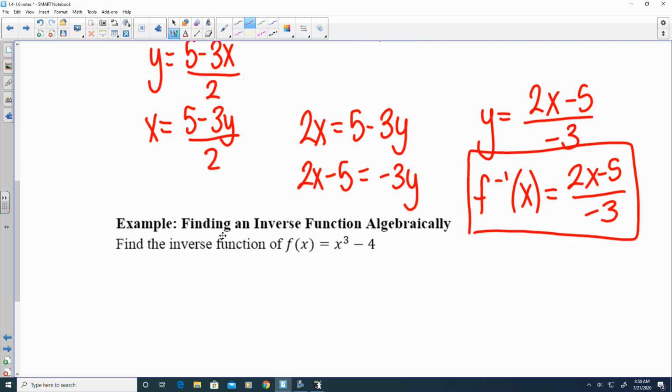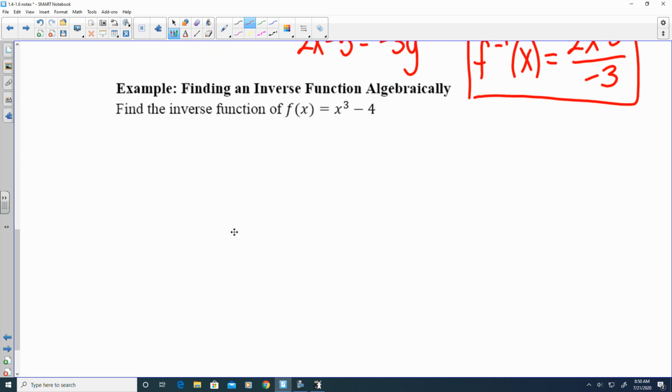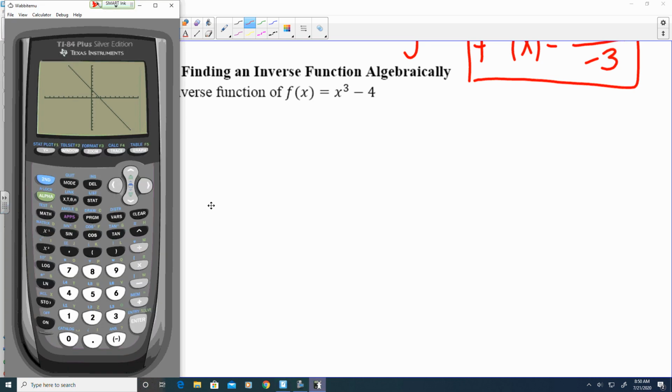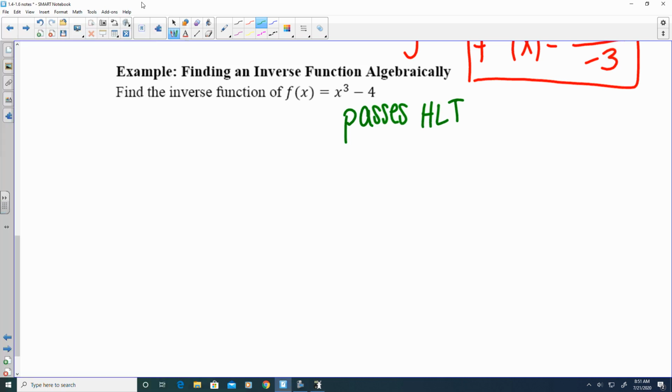All right, next one. Find the inverse of x cubed minus 4. Let's see if it passes the horizontal line test before we even bother doing any algebra. X cubed minus 4. So this is one of those cubic functions where it looks like it might be constant, it might go back down, but it doesn't. That's still always increasing, just very, very slowly there in the middle. So this does pass the horizontal line test, which means we can proceed with our algebra steps.